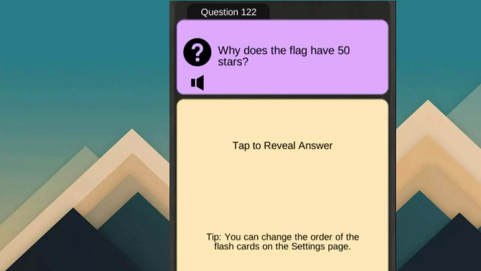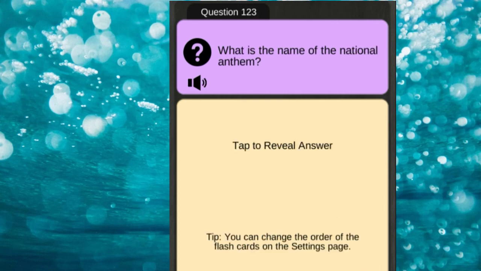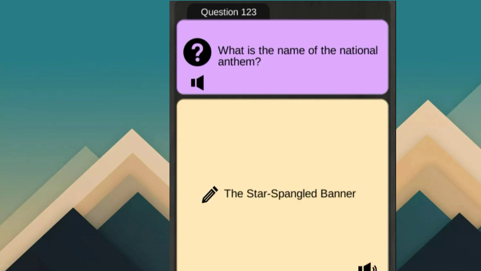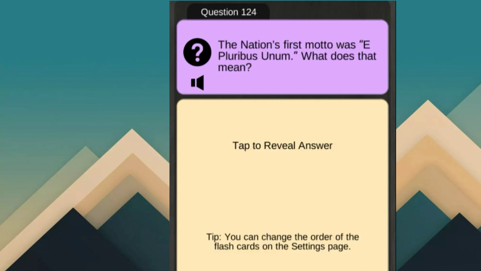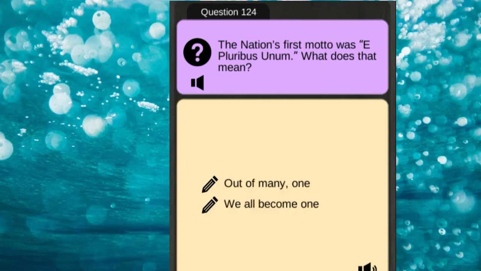Why does the flag have 50 stars? Because there is 1 star for each state. Because each star represents a state. Because there are 50 states. What is the name of the national anthem? The Star-Spangled Banner. The nation's first motto was E pluribus unum. What does that mean? Out of many, one. We all become one.